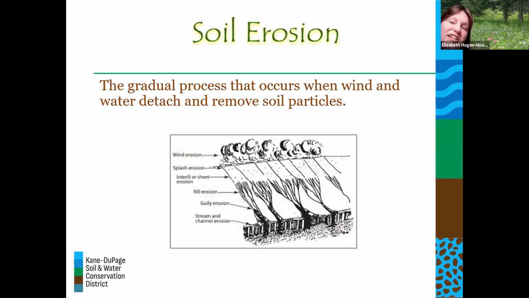So soil erosion is one way that we lose our soils. And in this little diagram here, you can see the types of erosion. The two main types are wind erosion and water erosion. The other types listed on here, splash erosion all the way down to stream and channel erosion, are progressive and are types of water erosion.